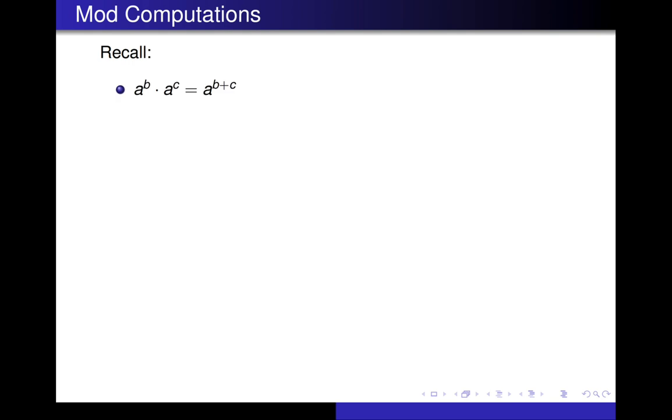And I want to recall a couple of facts. These are just our old friends, the exponent laws that we reviewed in the last video. a to the b times a to the c is equal to a to the b plus c. And a to the b, to the c, is equal to a to the bc, b times c. And we're going to use both of those in our mod computations below.